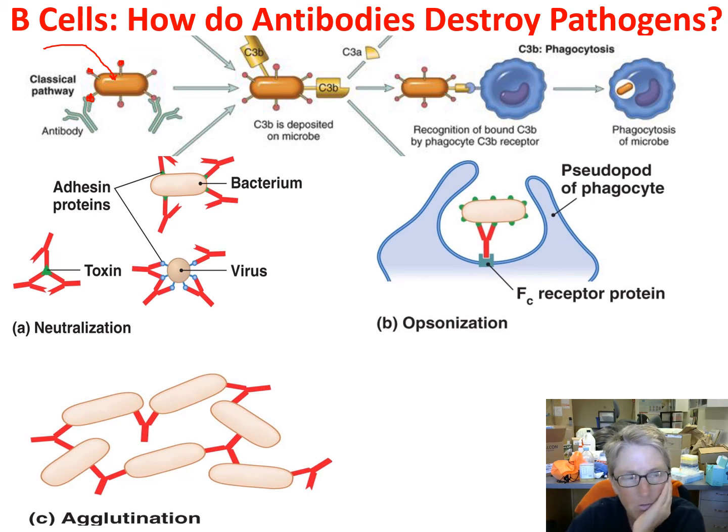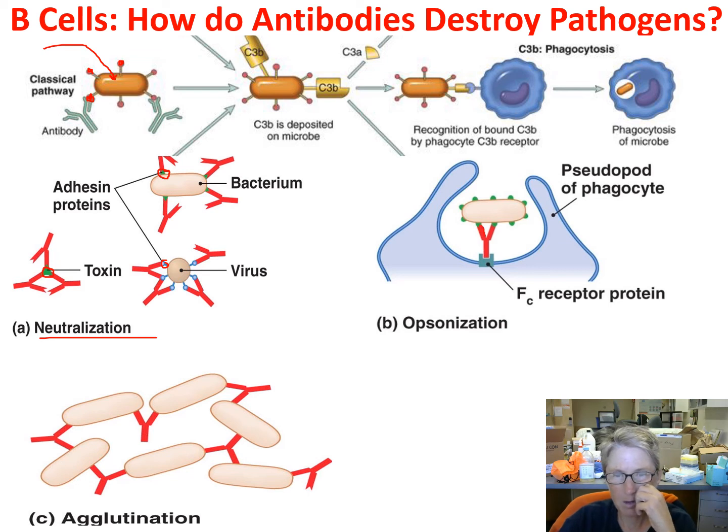Antibodies also destroy pathogens via this process of neutralization. So here's a bunch of antibodies, these Y-shaped red things. They're binding to this green triangle toxin. Antibodies can bind to adhesin proteins on a bacteria, or the spike proteins on a virus, and you can neutralize the toxin, bacterium, or virus this way.